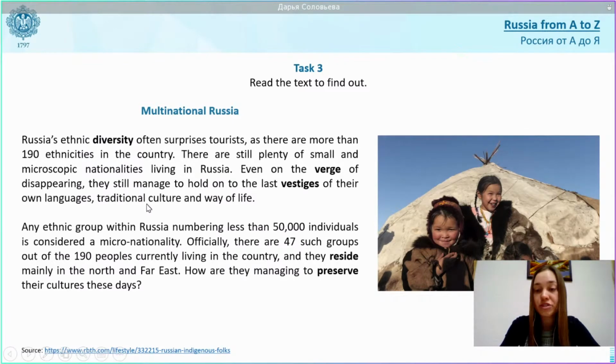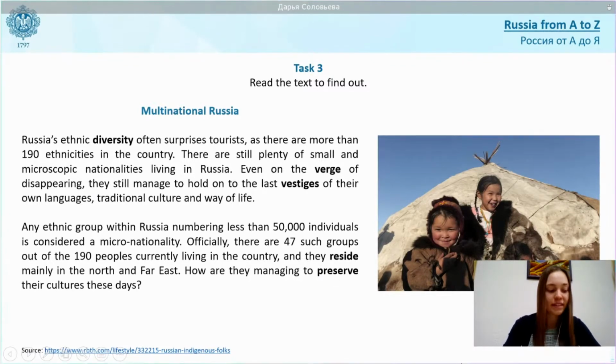And they manage to hold on. To manage means to be able to can. They still can do something, right? To manage, как бы справляться. And you've already seen this word, to reside. And the last one, to preserve. Сохранить, to preserve. Now let's move on.